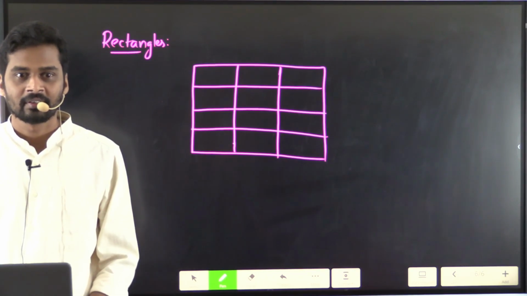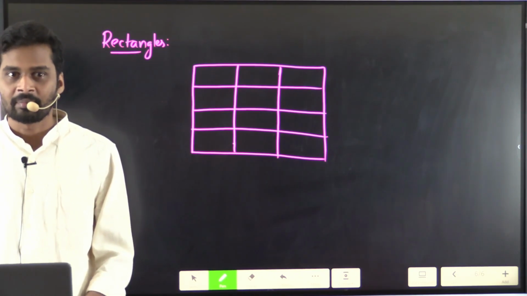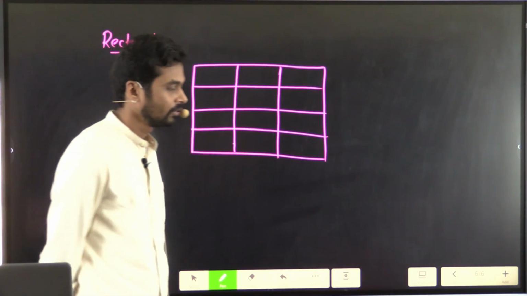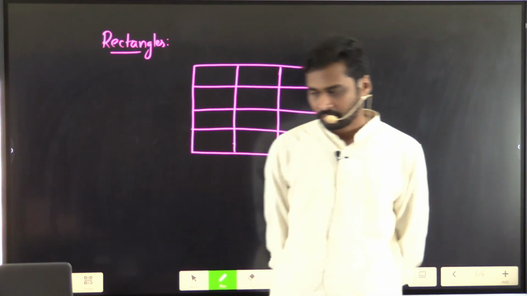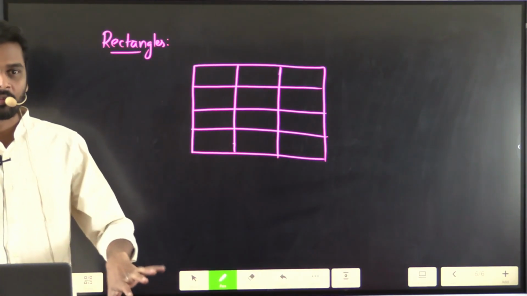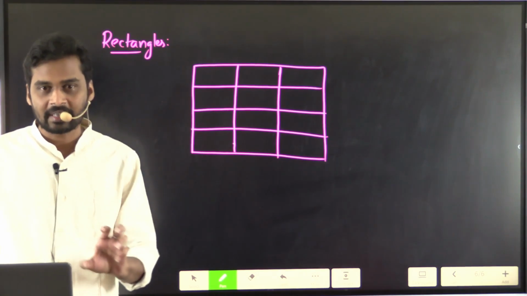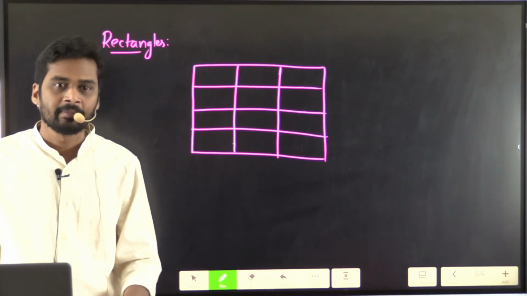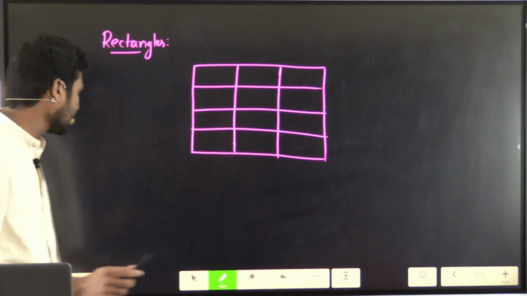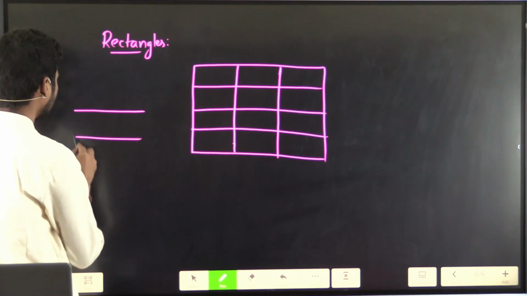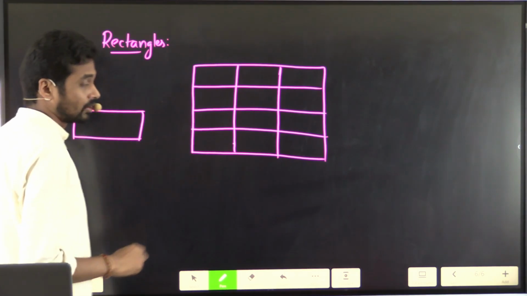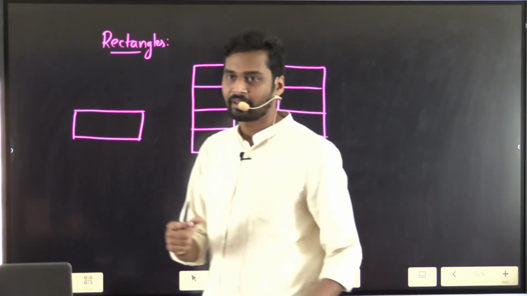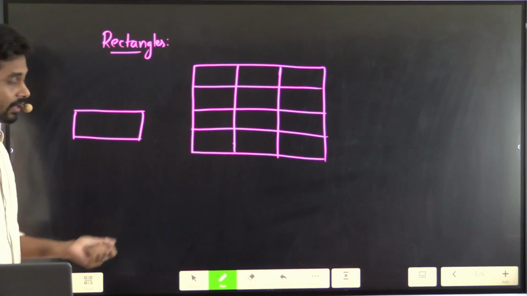Number of horizontal lines C2 into number of vertical lines C2. I already told you the logic of why we take number of horizontal lines C2. To construct a rectangle, how many horizontal lines are required? What is a rectangle? A rectangle has 2 horizontal lines and 2 vertical lines. To construct a rectangle, we require 2 horizontal lines and 2 vertical lines.